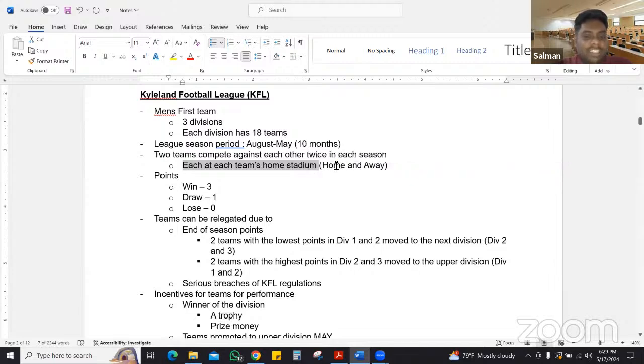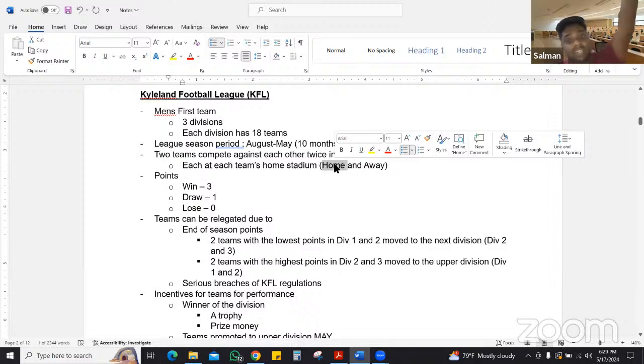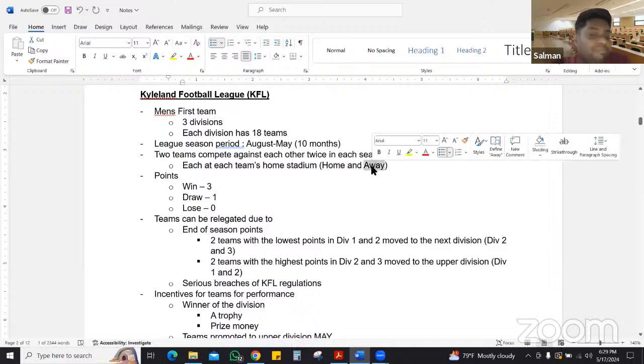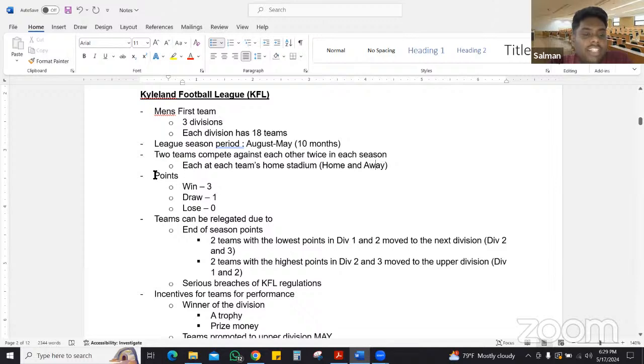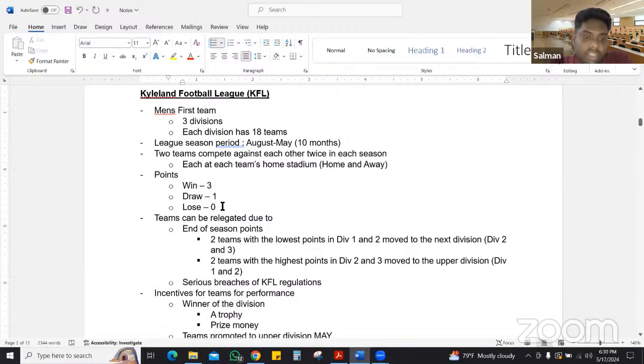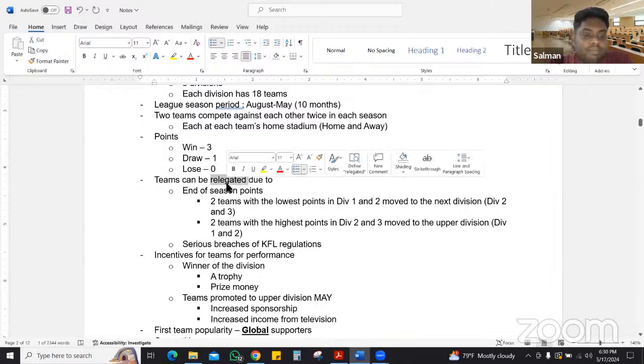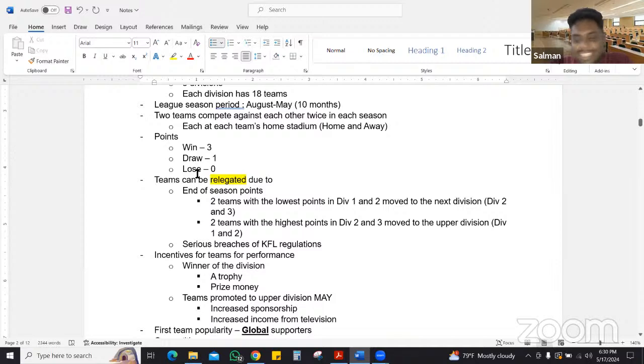So if it is at their own home ground, that's called the home game. If it is in the competitor's home ground, that is the away game. Right? And in terms of points, if they win a competition, the club gets 3 points. If it is a draw, 1 point, lose, no points. Teams can be relegated. What does relegated mean? Where they are demoted. Just like employees get demoted to a lower level position, teams will also get demoted.